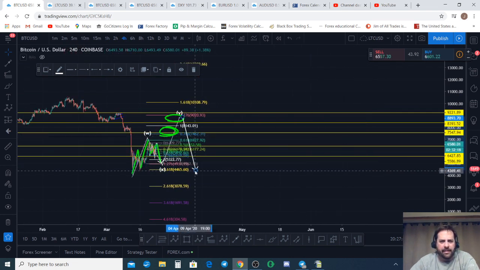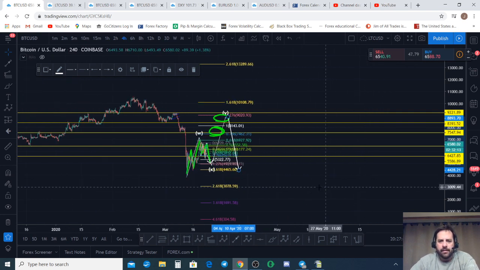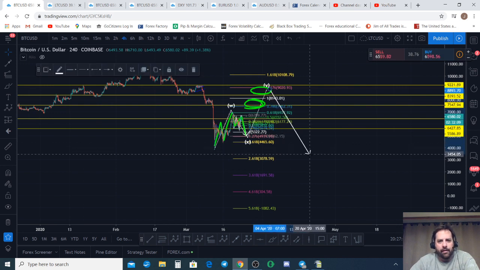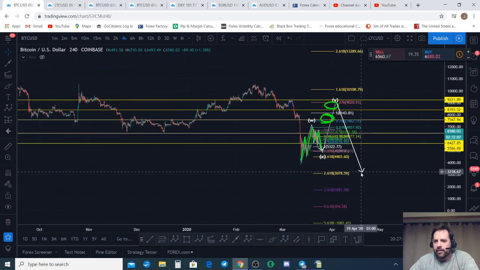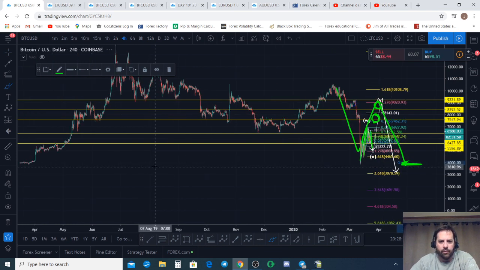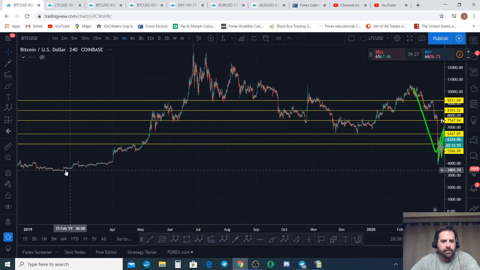That would basically, hmm. Yeah, I mean, you know what? That could be part of our three-wave move to finish our Z wave here, guys. It could be, boom, boom, and then boom. As long as we don't break $3,100, because this low right over here. See if I can find it right here. This low was $3,100 in that ballpark, so we cannot break it.